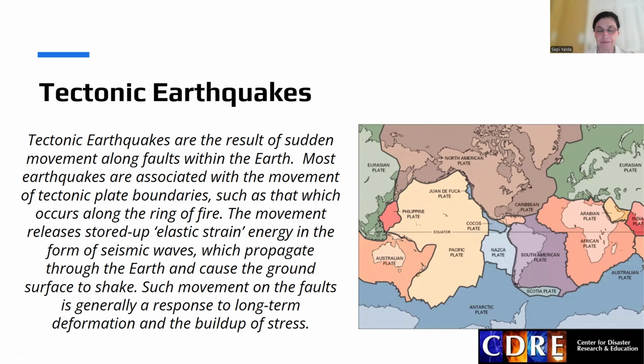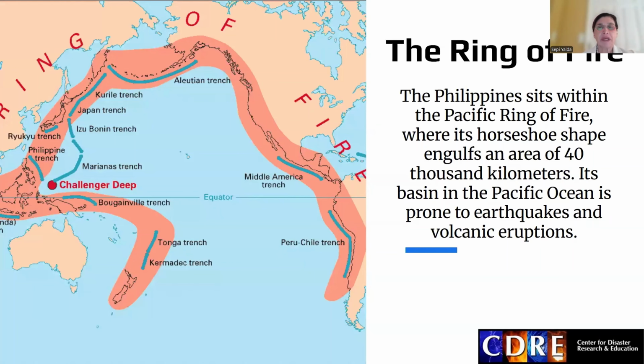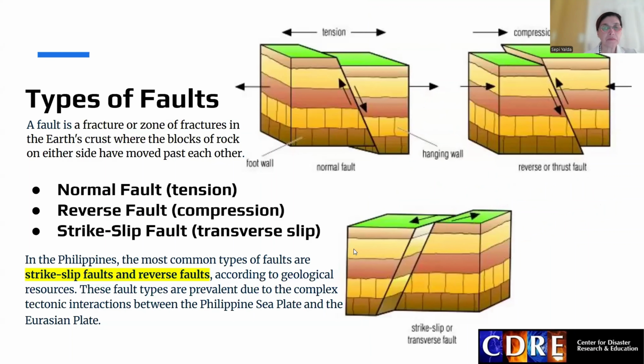So as I mentioned, the Philippines, as you're aware, sits within the Pacific Ring of Fire, in that horseshoe shape that you can clearly see on this diagram. And it goes over a fairly large area of about 40,000 kilometers. And the basin is in the Pacific Ocean. And this is where, of course, it's prone to earthquakes and, of course, volcanic activity as well.